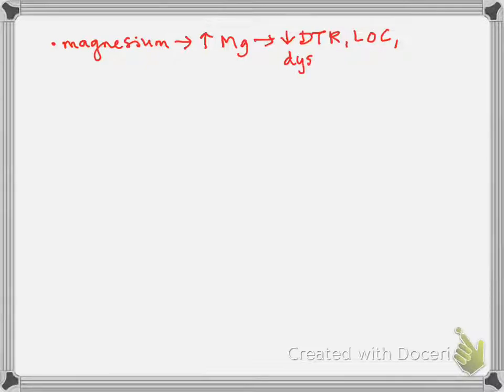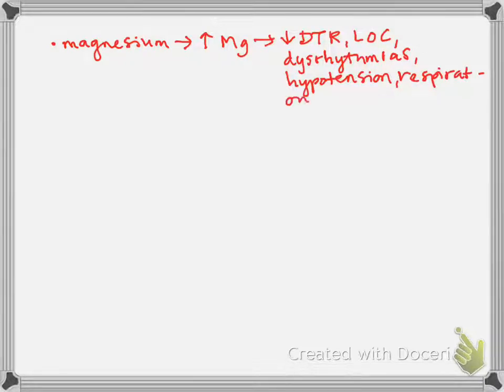It could cause dysrhythmias, hypotension, which if you already have pre-existing kidney disease, that could lead to further injury, because we know those pre-renal causes of AKI. And then we could also develop respiratory failure with paralysis of the diaphragm.